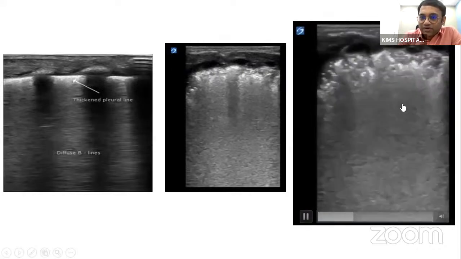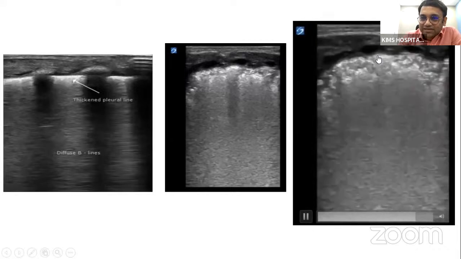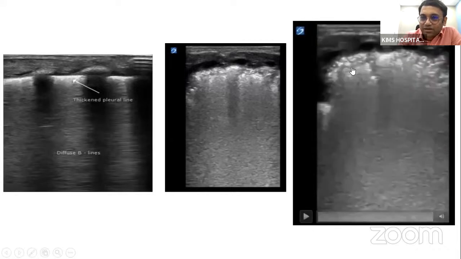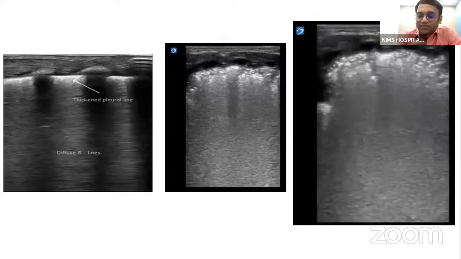And this is a live video where you can see the thickened pleura, and there are subpleural consolidations with confluent B lines. In fact, there are more B lines, looking like a white dot kind of lung. So this kind of thickened pleura with subpleural consolidations, with confluent B lines or alveolar-interstitial syndrome, with absent A lines, is usually suggestive of respiratory distress syndrome in premature babies.